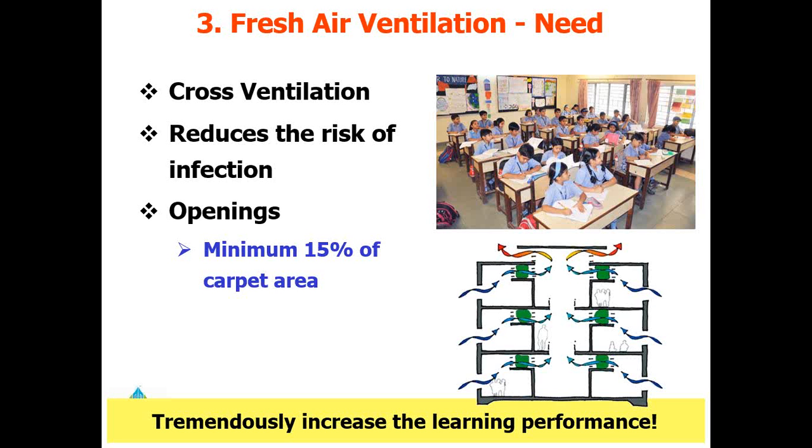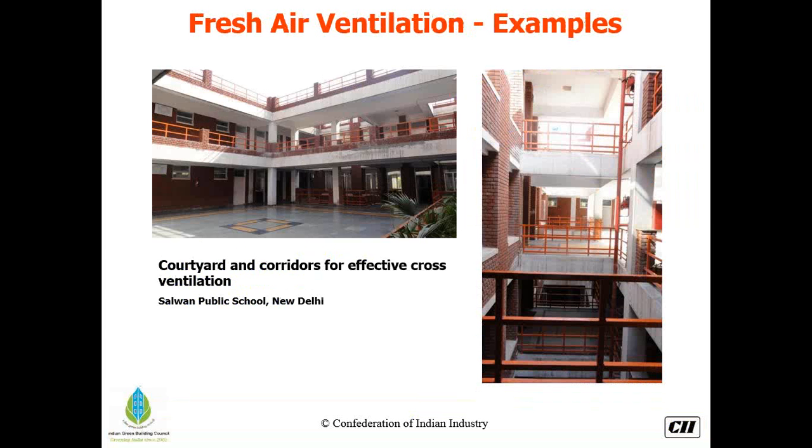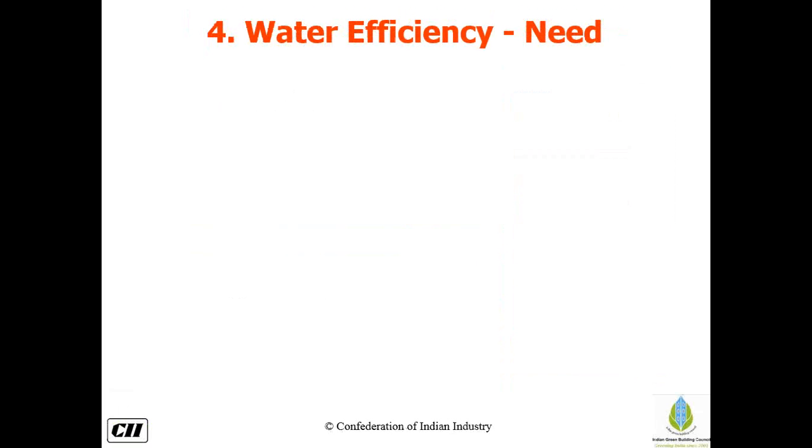For that, we recommend that for whatever classroom carpet area there is, you provide openings like windows or ventilators of at least 15% of this carpet area. Even the doors are considered as openings. This will help fresh air come inside the classroom. This is again the Salvan Public School where we have taken pictures, and there is a lot of fresh air coming through the ventilation provided.